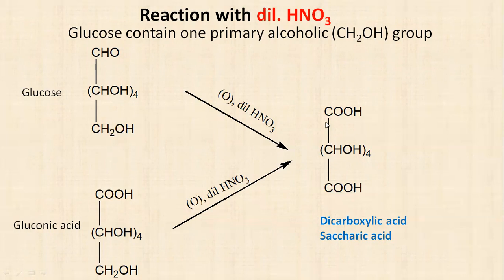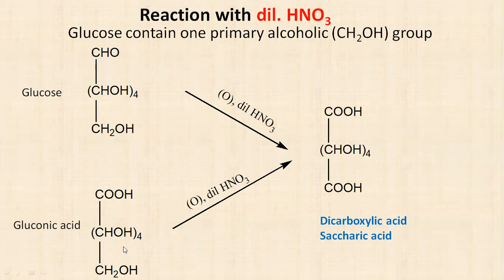Both the aldehyde group is converted into the C double bond OOH group, and the CH2OH group is also converted into the C double bond OOH group. That is the formation of saccharic acid. See, this is the structure for gluconic acid. Here, the aldehyde group, CHO group, is converted into the C double bond OOH group by oxidation.